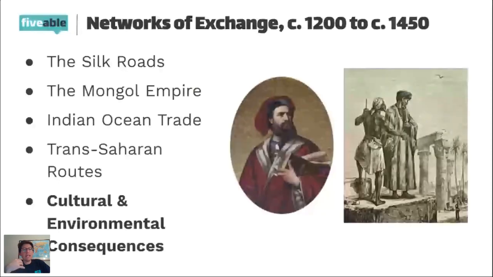So if we want to think next then about all of this trade, all of this interaction, what are the cultural and environmental consequences that we see here? What we ultimately see are increased cross-cultural interactions. We have a diffusion of art in this time period, a diffusion of literature. Religion continues to spread along these trade routes. We talked already about Hinduism and Buddhism and Islam moving along these routes, and science and technology as well. So keep those in mind.